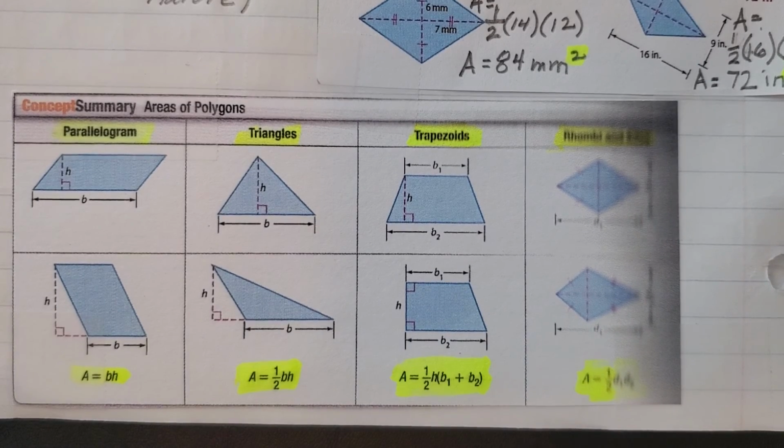So 1/2 times diagonal 1 times diagonal 2. There you have it in a nutshell. Areas of trapezoids, rhombi, and kites.